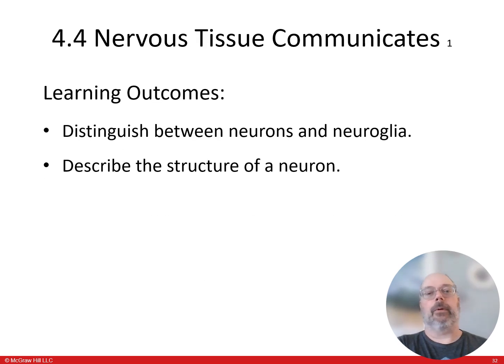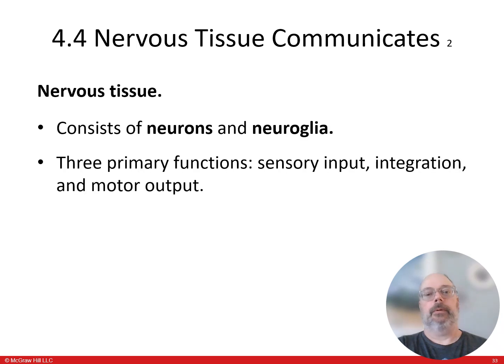All right, next we're going into nervous tissue. So nervous tissue consists of neurons and neuroglia. The 3 primary functions of these are sensory input, so your 5 senses. Integration, like that's what your brain does. It integrates all the different signals we get. And then motor output. So our nervous system can make our muscles flex so that we can move our limbs, hands, etc., etc.